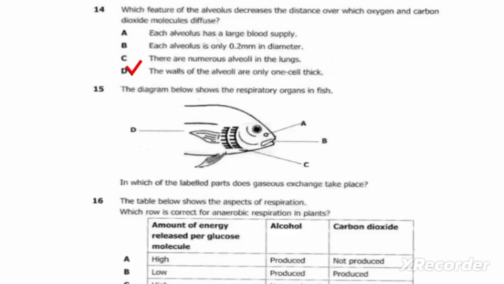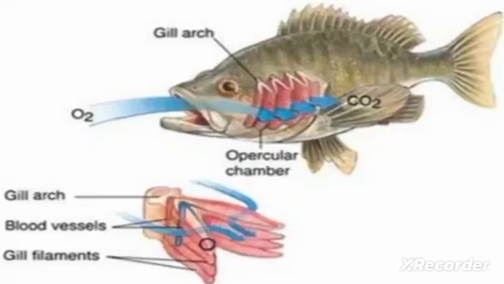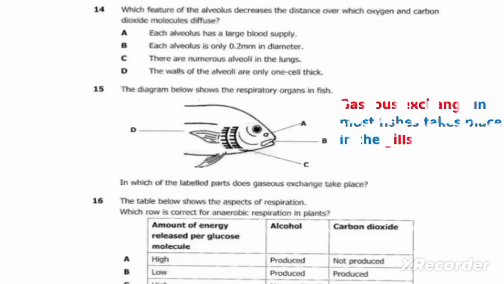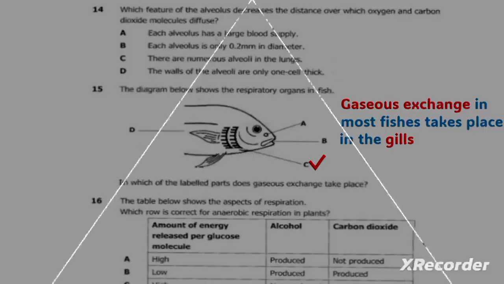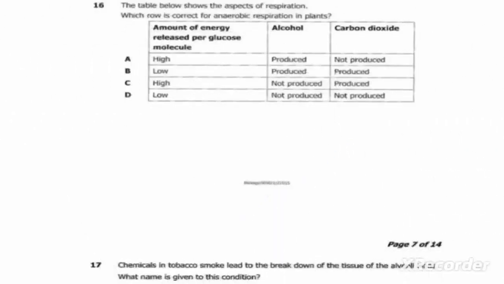So in fish, gaseous exchange takes place in gills. Therefore, our correct answer is C. C is the one that is showing gills. So gaseous exchange takes place in gills. We shift to the next question, which is question 16.